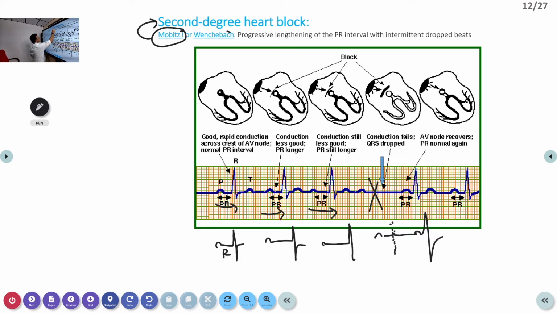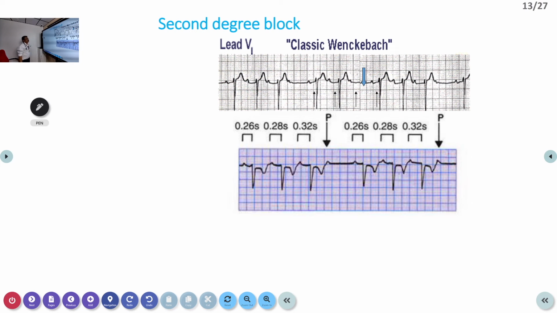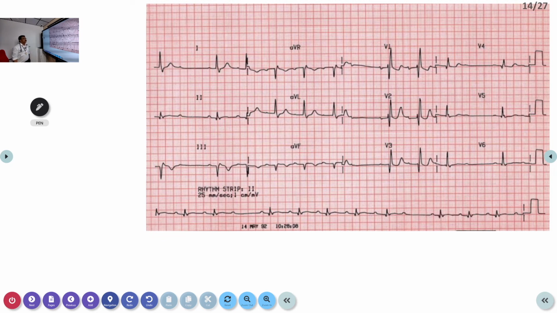Otherwise it is called Wenckebach's phenomenon. So either Wenckebach's or Mobitz type 1 second degree heart block. So this is a classical Wenckebach's phenomenon. You can see here the PR interval started prolonging, and suddenly we missed one QRS complex. So the PR interval is like this: this is smaller, this is smaller, this is a little larger, this is more larger, and the QRS complex is dropped. Okay, this is Wenckebach's phenomenon. Now you can see here.